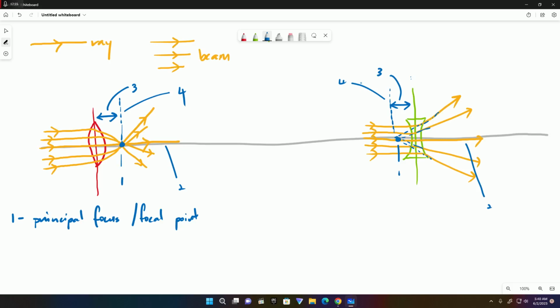For a converging lens, it's where light converges, and for a diverging lens, it is the point from which light appears to scatter. If you look at my green lens on the right, my diverging lens, it would appear as if the light is spreading from this point. Now, do note that for a converging lens or a convex lens, this point is real. It's an actual point that you can perceive, so to speak.